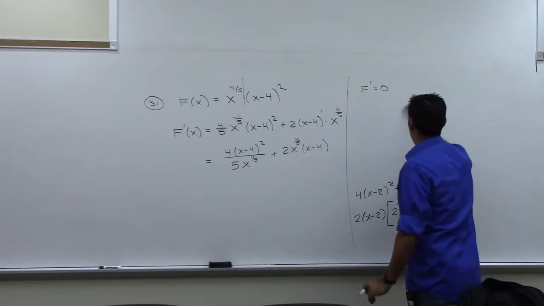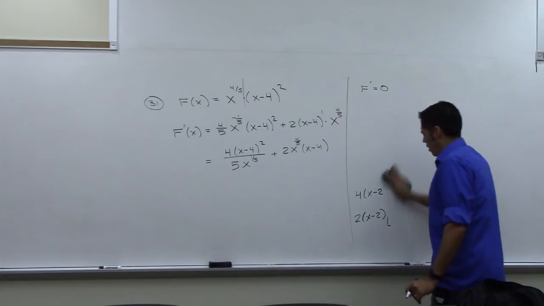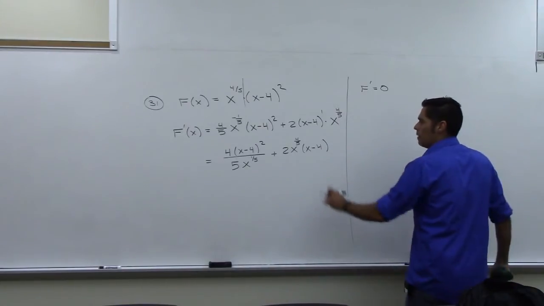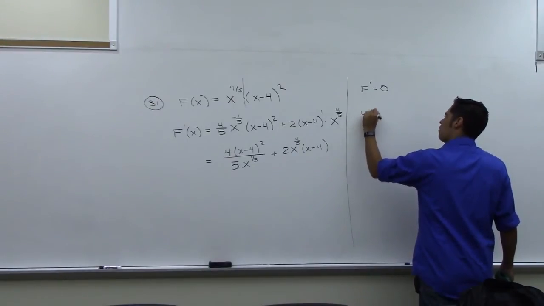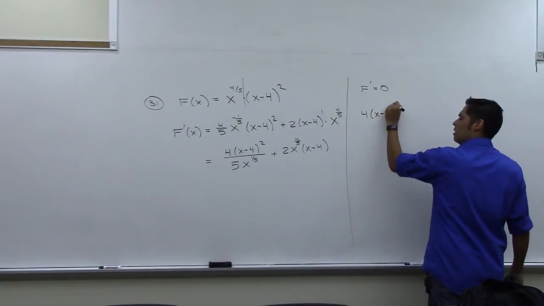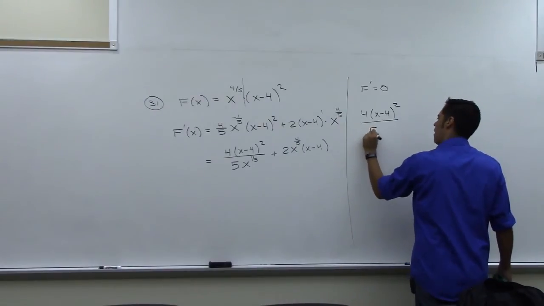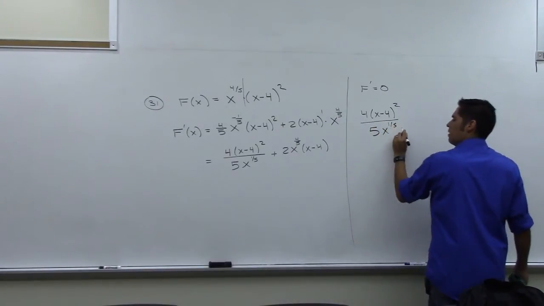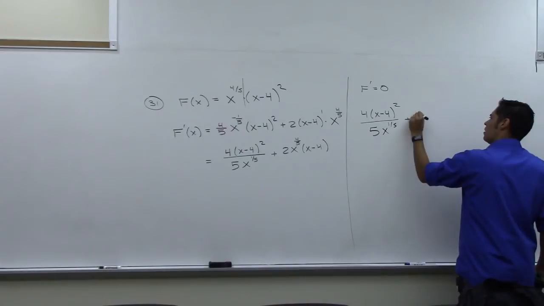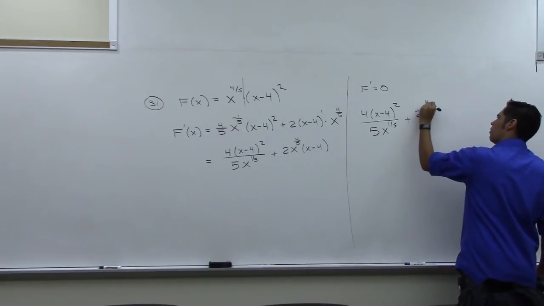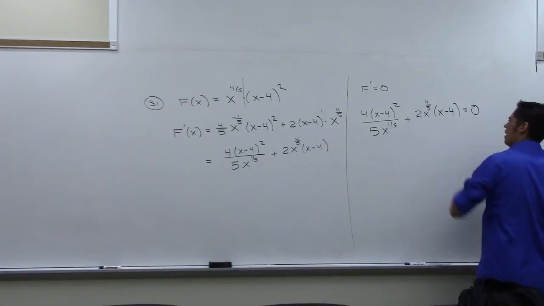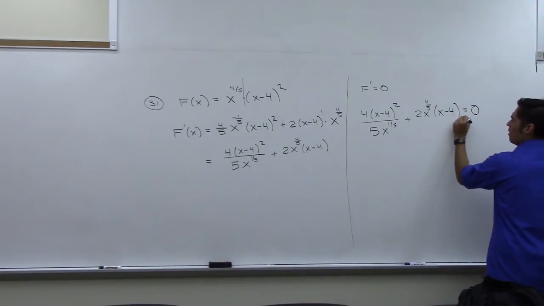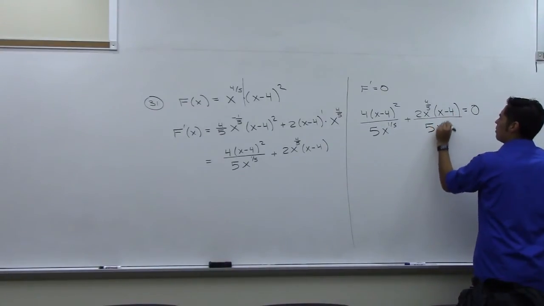I apologize ahead of time. You probably caught that earlier. I was setting that equal to 0. I was supposed to be setting 4x minus 4 squared over 5x to the 1/5 plus 2x to the 4/5 times x minus 4 equal to 0. Wow, how did I mess that up? And then I multiply the top and bottom here by 5x to the 1/5.